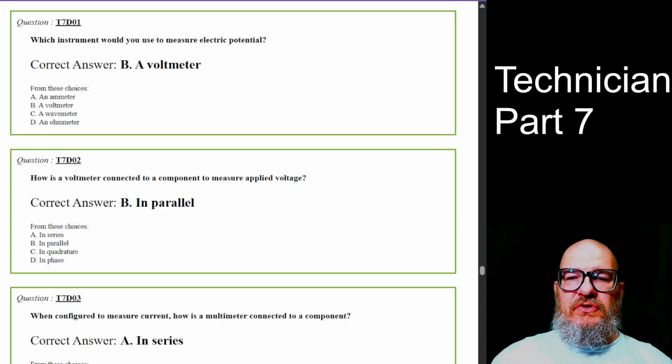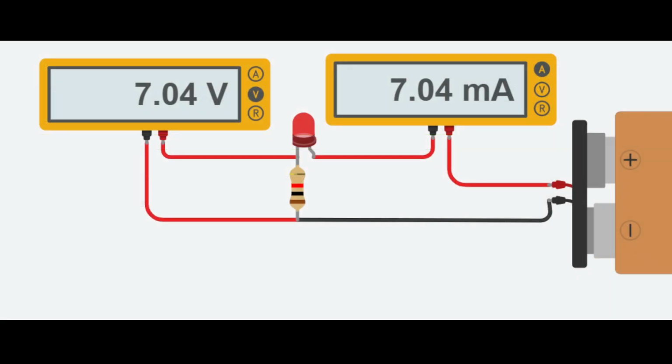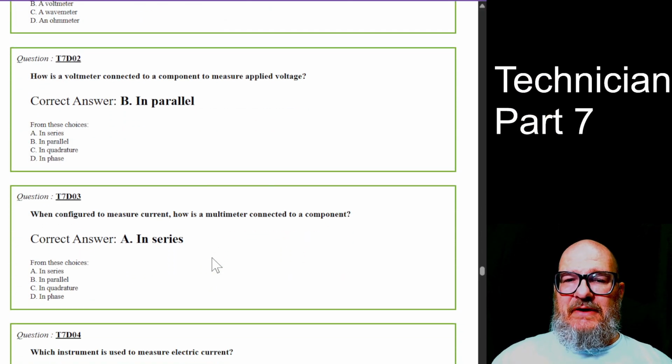What instrument would you use to measure electric potential? And that would be a voltmeter. And I did a little experimentation in Tinkercad just to show you. This is what a current meter, an ammeter, or a voltmeter would look like. This is a digital DVM, digital voltmeter, and it's showing 7 volts across that resistor. So I just thought I'd show you that, help you understand a little bit about what we're talking about here.